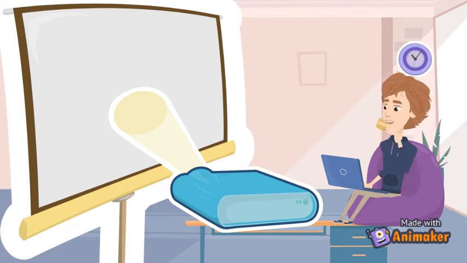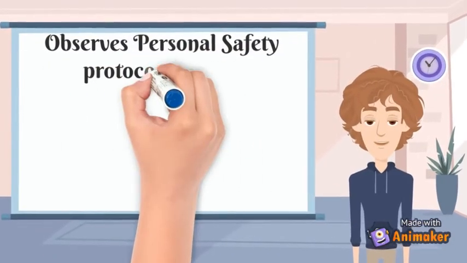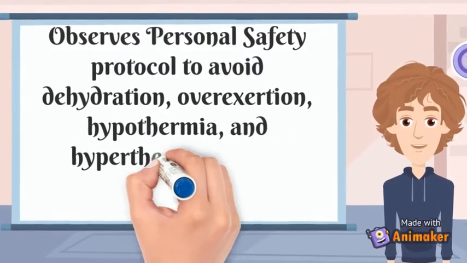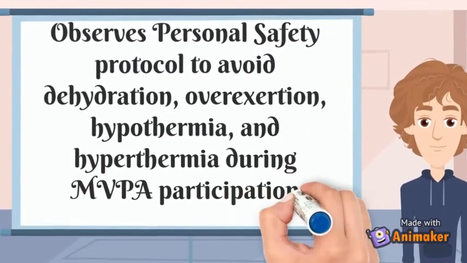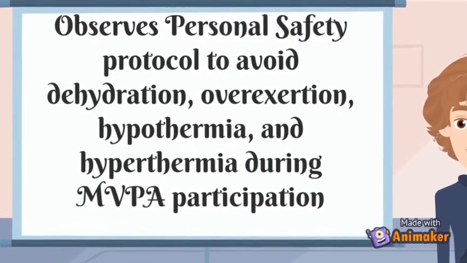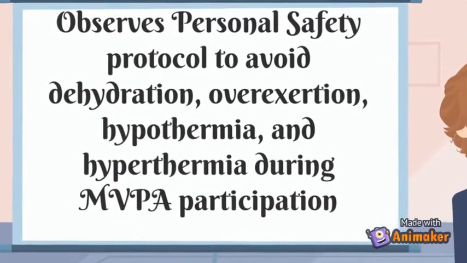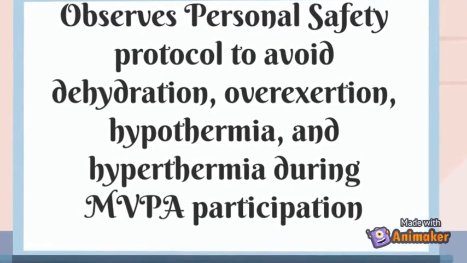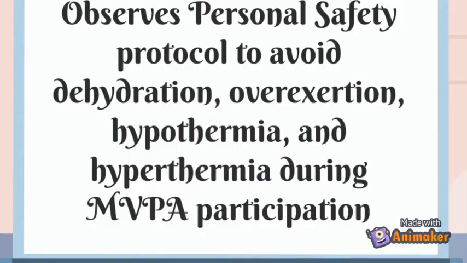Very good, it's all about observing a personal safety protocol to avoid dehydration, overexertion, hypo and hyperthermia during MVPA participation. As we engage in moderate to vigorous physical activity, you need to observe some personal safety precautions to avoid certain conditions related to physical activity participation. These conditions include dehydration, overexertion, hypothermia, and hyperthermia.